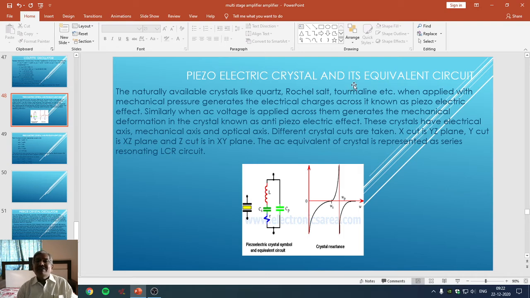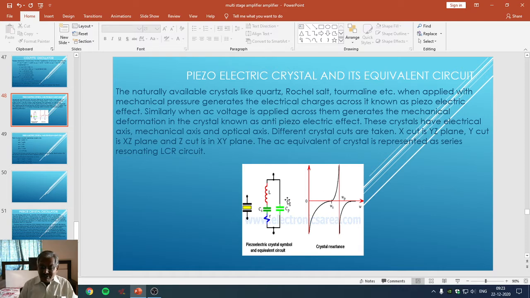So by considering that aspect, today we are going to discuss the meaning of piezoelectric crystal and its equivalent circuit. By studying this, we are going to connect this particular crystal either in a Hartley oscillator or Colpitts oscillator, which we have already studied. The resulting circuit will be that of the Pierce crystal oscillator. So let us begin with the piezoelectric crystal and its equivalent circuit.